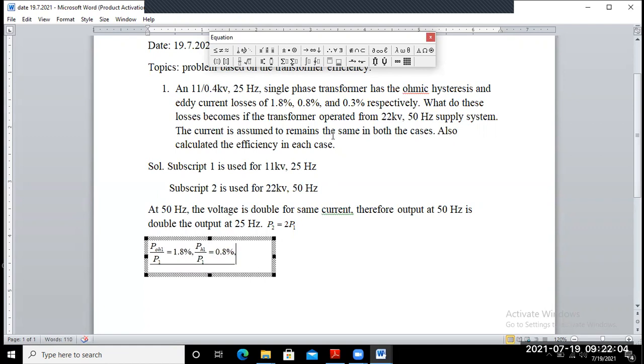And eddy current loss is given to you as 0.3%. So PE1 divided by P1 is given to you as 0.3%.